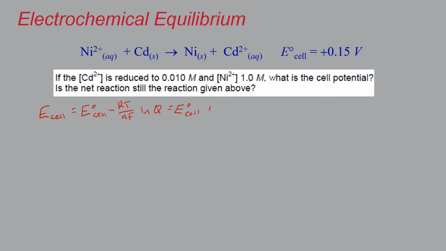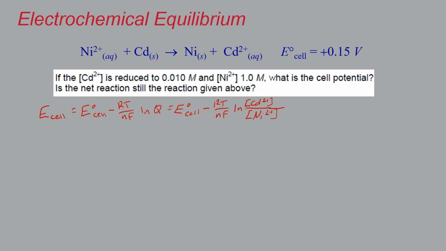This, by the way, is probably one of the biggest non-chemistry goofs I see, namely missing this subtraction sign here. And then RT and F, and then the reaction quotient is just going to be the cadmium concentration divided by the nickel concentration. And don't forget that because the metals are pure solids, they don't show up in the reaction quotient.